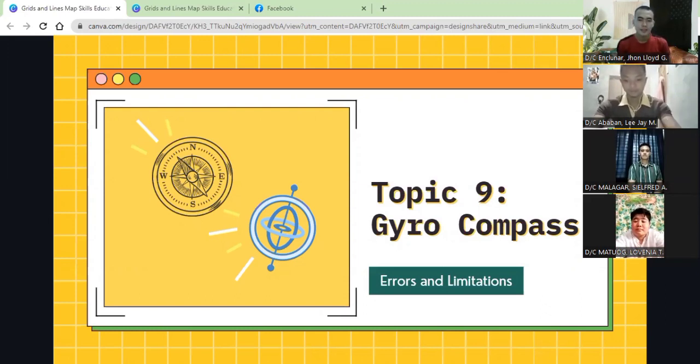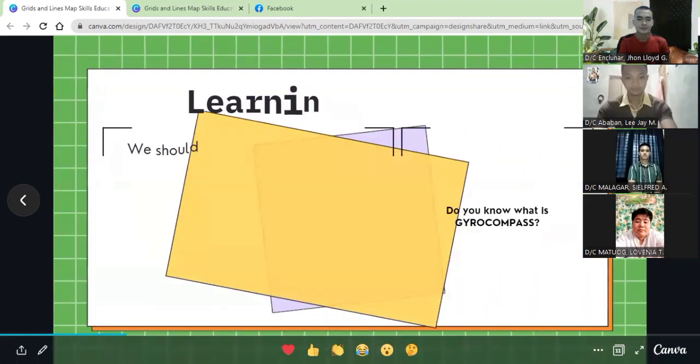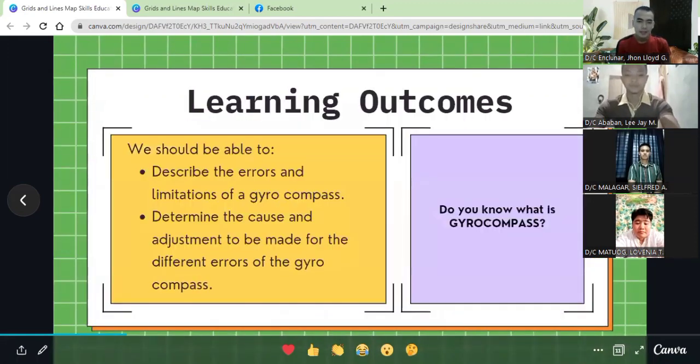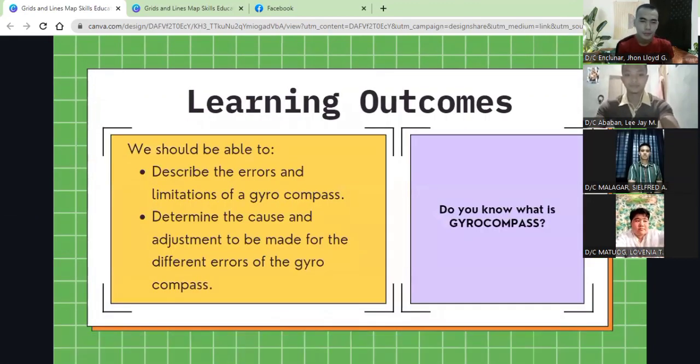We're going to tackle gyro compasses, errors, and limitations. After this report, we should be able to describe the errors and limitations of a gyro compass, and determine the cause and adjustment to be made for the different errors of the gyro compass.